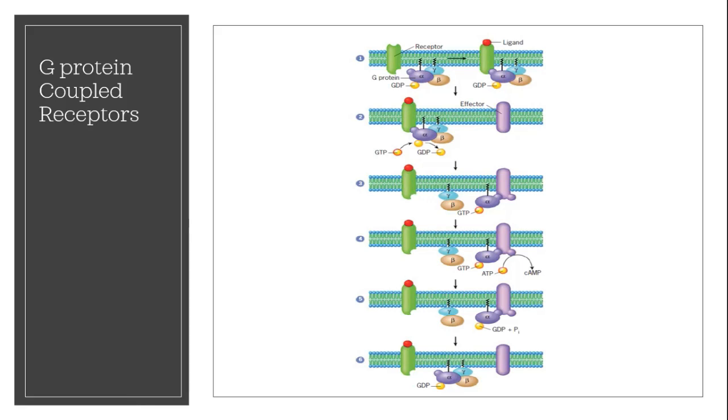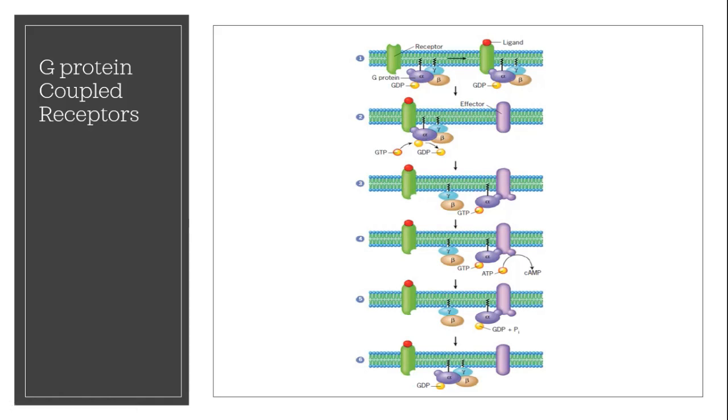Now, when the ligand binds to the receptor, what happens is that this GDP gets replaced with GTP. This GDP is removed, and you get formation of GTP here. Once the alpha subunit has GTP, the alpha subunit becomes activated. This alpha subunit of the G protein detaches itself from the G protein and goes to another enzyme.